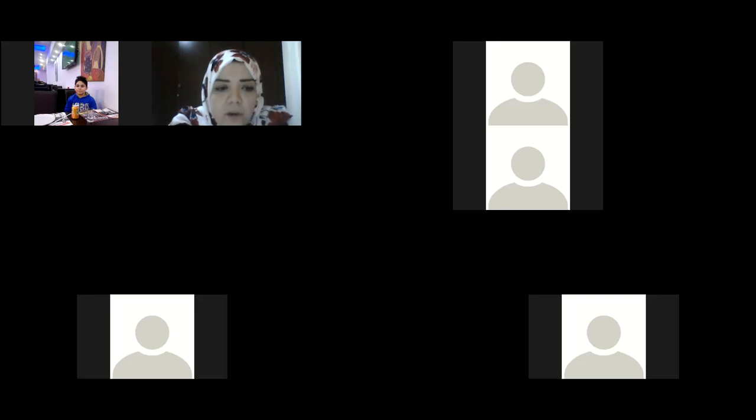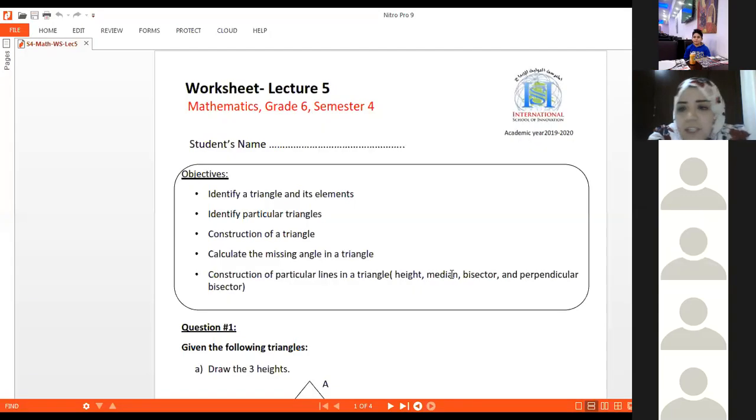How did you find the homework? Very easy. If you can see at the top of the worksheet, I already put the objectives for you. So now you are able to identify a triangle and its elements, and how to identify particular triangles. What are the particular triangles? Who can tell me?